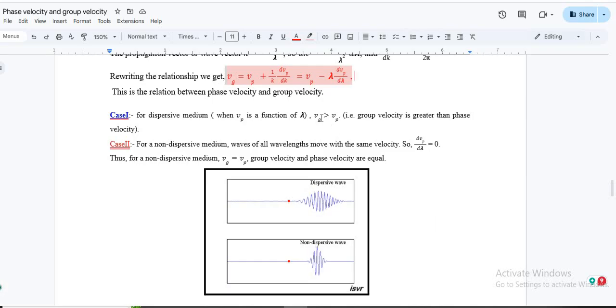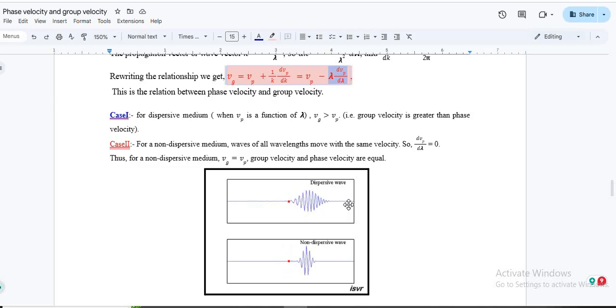So when waves are moving inside a dispersive medium, Vg is greater than Vp. But in the case of a non-dispersive medium, Vp is independent of lambda, so dVp d lambda is equal to 0. It's a constant term, this variation is equal to 0, so obviously this factor is equal to 0 and Vg is equal to Vp. This will be the case for a non-dispersive medium.